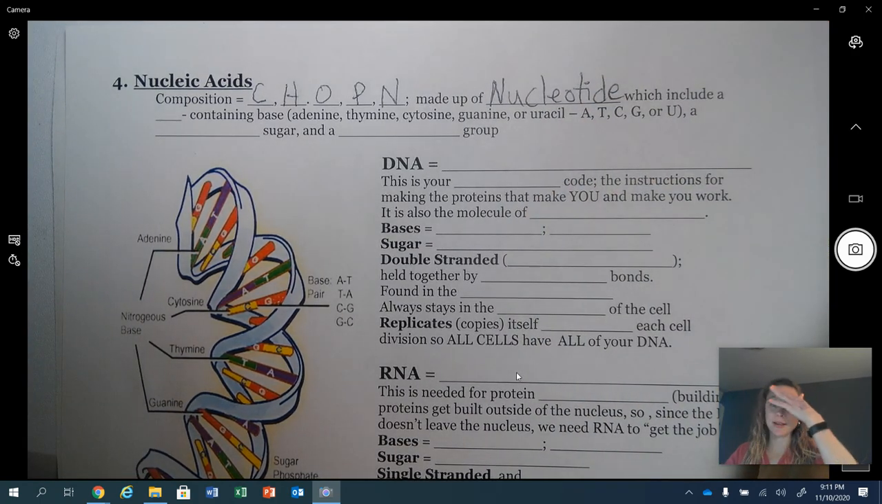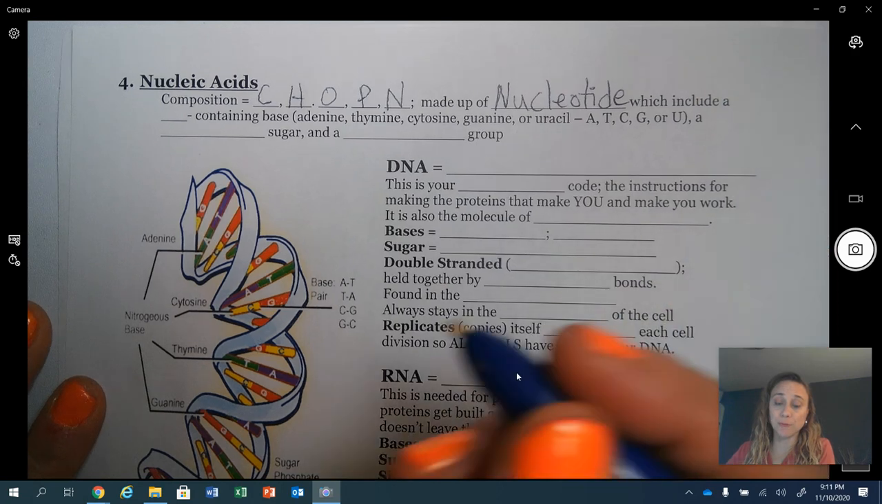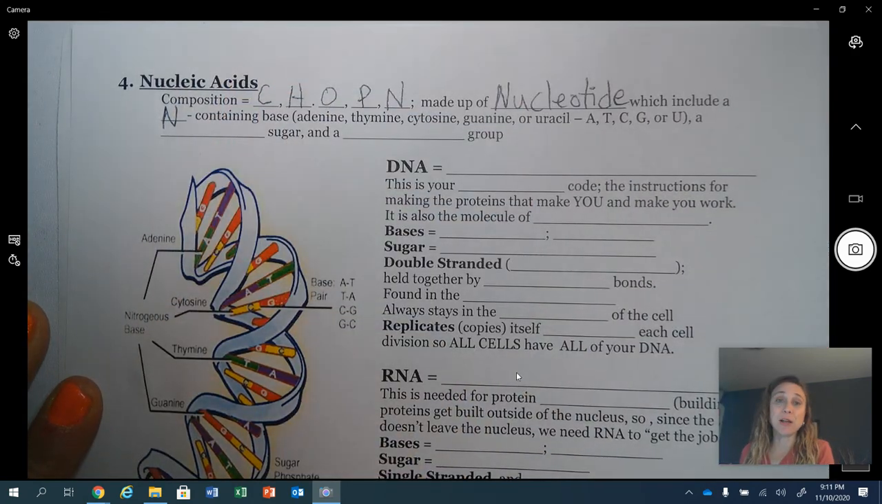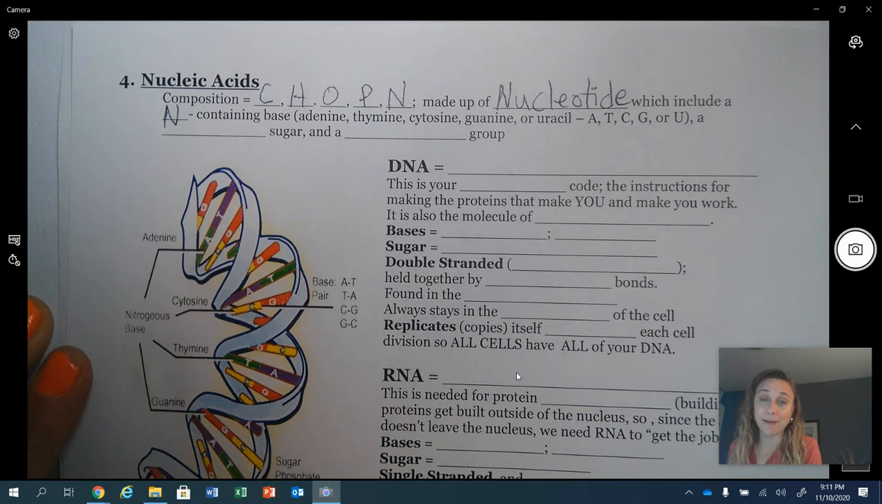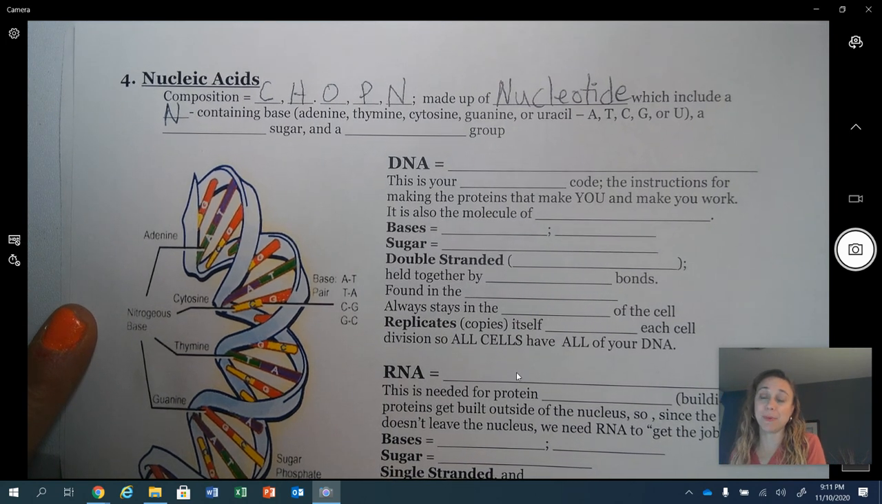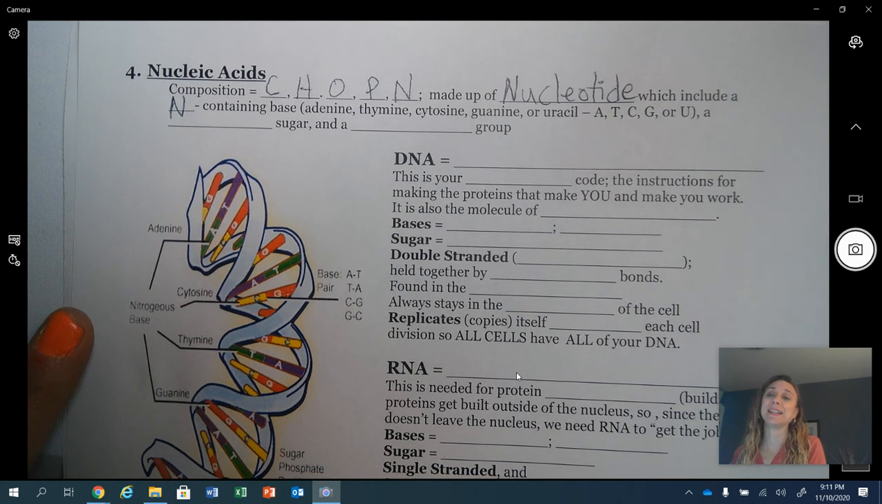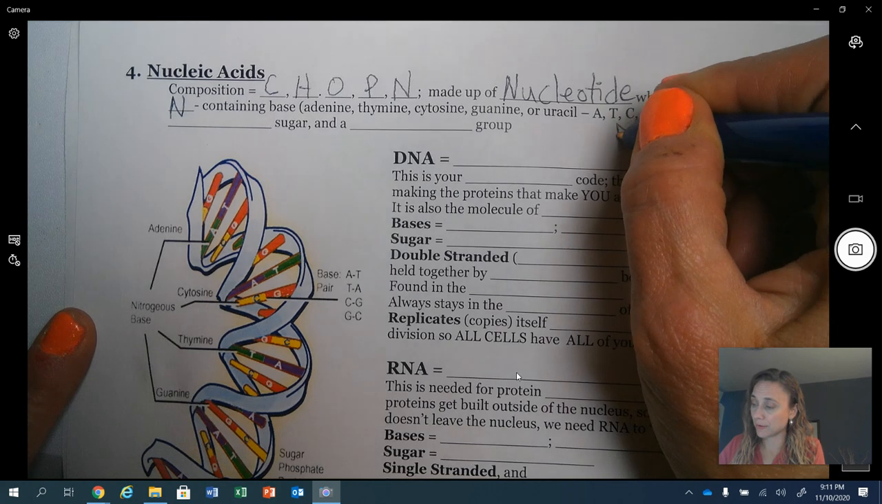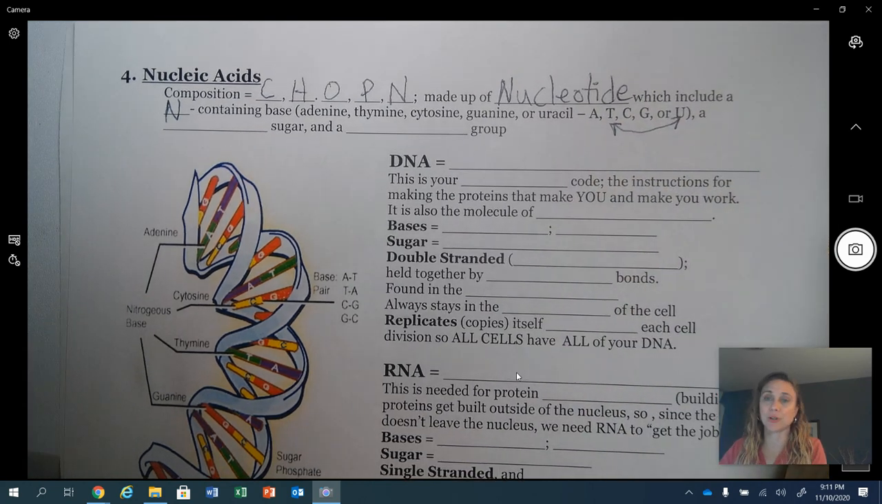That nucleotide contains a nitrogen base, and it's going to be one of five types. You could have an adenine base, a thymine, a cytosine, a guanine, and then possibly a uracil instead of thymine if you're talking RNA. So those should be probably next to each other because, yeah, they're related, but they're different.